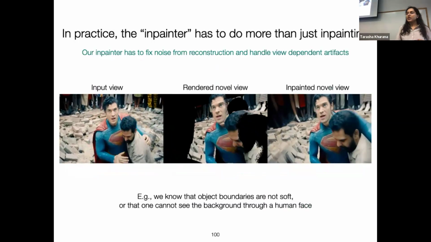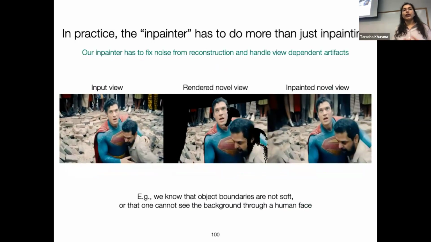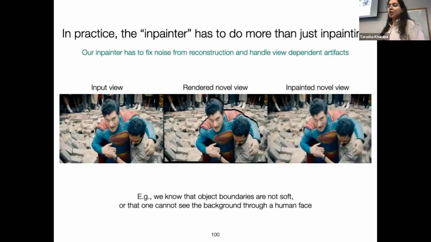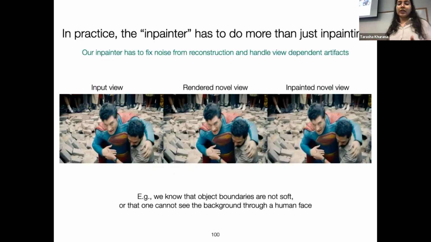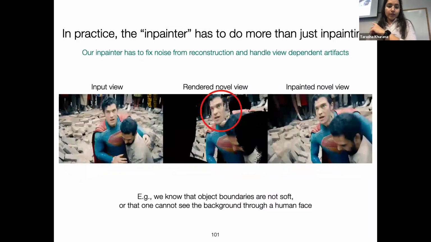And apart from this, we also majorly use point clouds as a 3D representation, which means that the rendering stage cannot handle view-dependent effects. So when we render a scene, we often see things like the background being visible through the foreground. So for example, you can see humans at the back through Superman's face. And this also has to be corrected in the final model, in the final output.